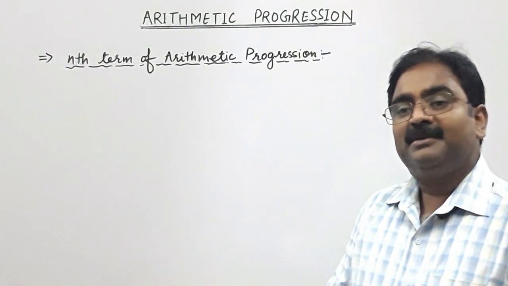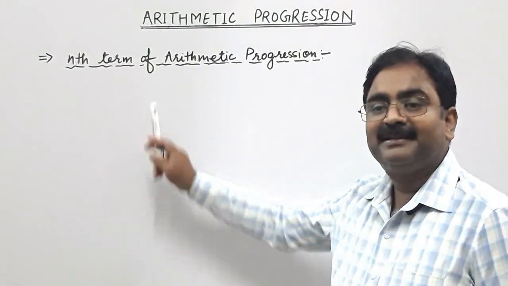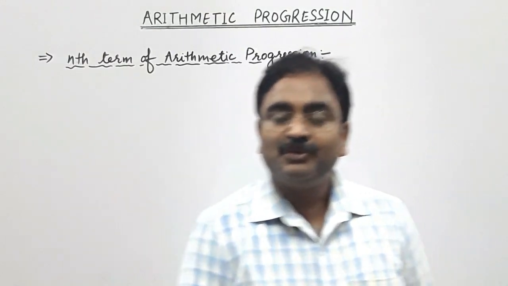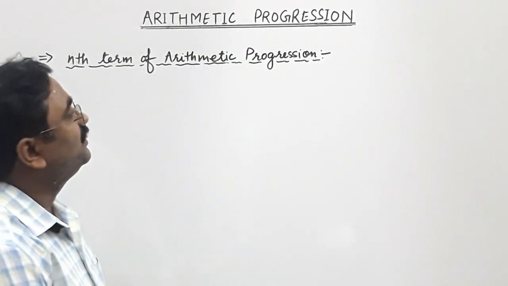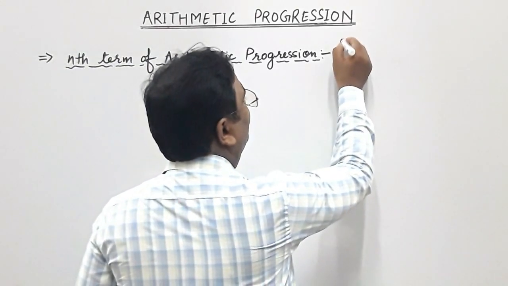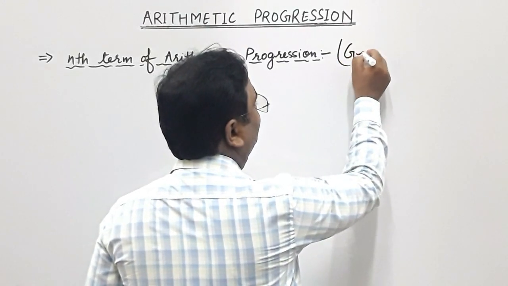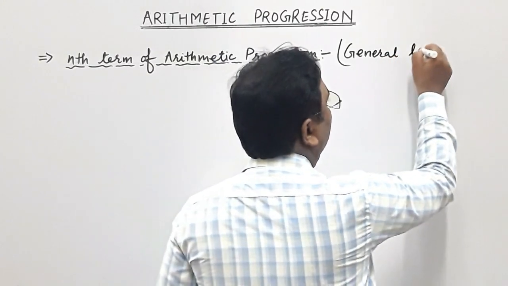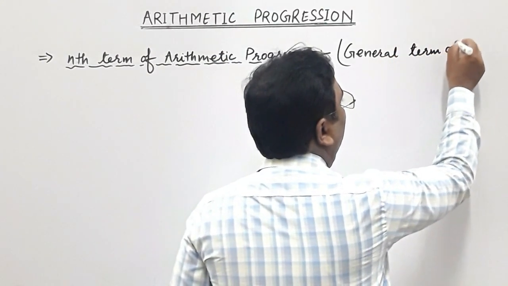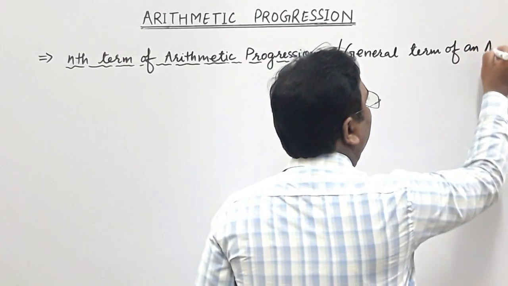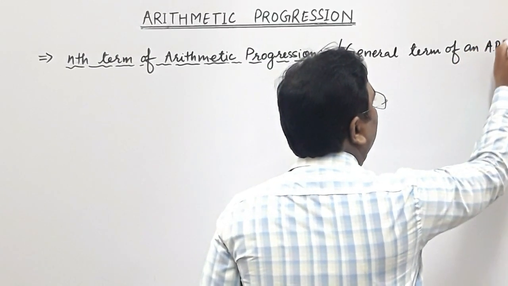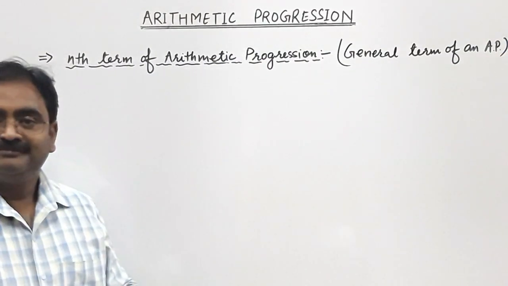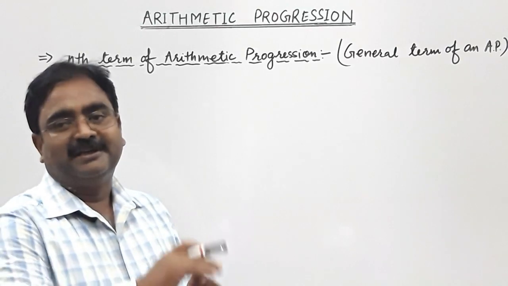अभी हम उसका एक बहुत ही important part लेकर आए हैं, that is called nth term of arithmetic progression, और इसको सिंपल सी लैंग्वेज में जनरल फॉर्म भी बोलते हैं, जनरल टर्म ऑफ arithmetic progression. General term of an AP. Right, बच्चों? So the general term or nth term, this we are going to study now.